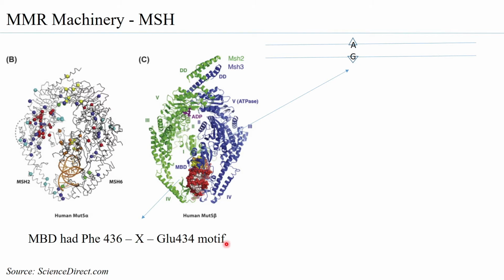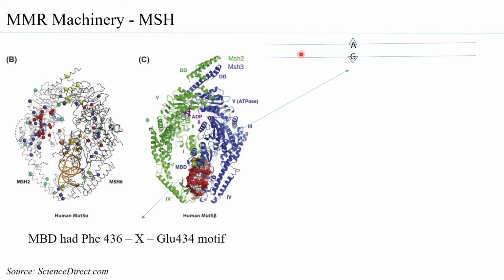Now, the kink in the DNA is only to ensure that the motif, that is the phenylalanine 436 X glutamate 434 motif of the mismatch binding domain, interacts with the mismatch. So the conserved phenylalanine, residue 436, is able to stack within the mismatch through the minor groove. Because there is no concrete hydrogen bonding between the mismatch base pair, it is able to stack in, and after stacking in, the glutamate 434, which is also conserved, is able to hydrogen bond with the mismatch base pair that is there.